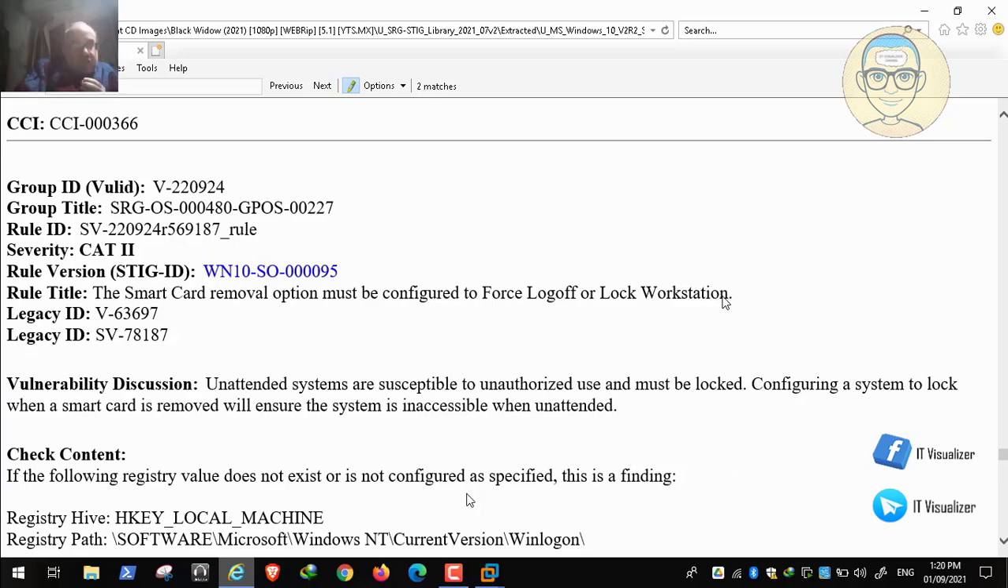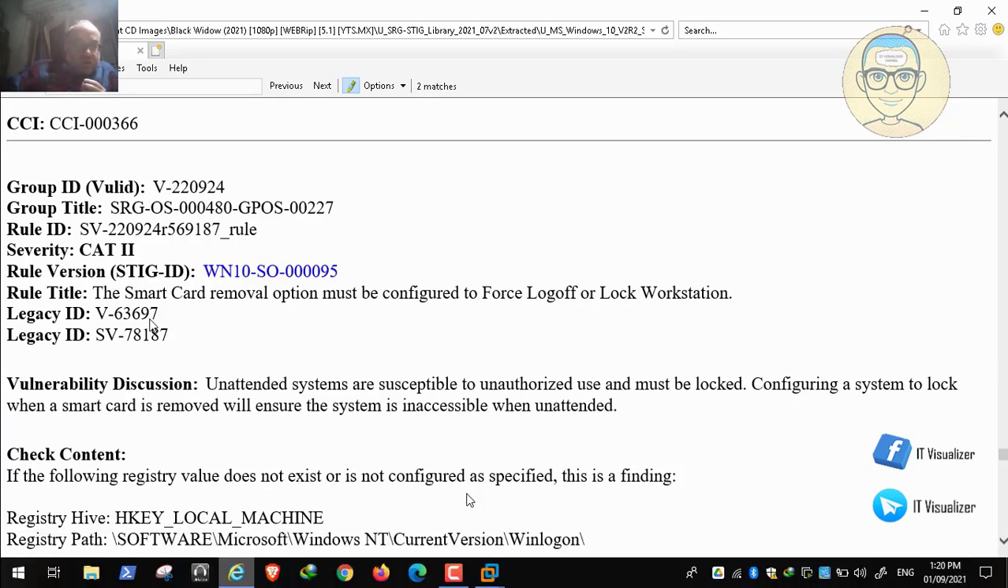Okay, so he's saying unattended systems are susceptible to unauthorized use and must be locked. So you cannot leave your system open if you are leaving the machine. It should be locked after 15 minutes. This is the time the screensaver will appear and the system will be locked. And if you remove the smart card, it should also make an automatic log off or lock of the machine. Configuring a system to lock when a smart card is removed will ensure the system is inaccessible when unattended, when you are not sitting at your workstation.